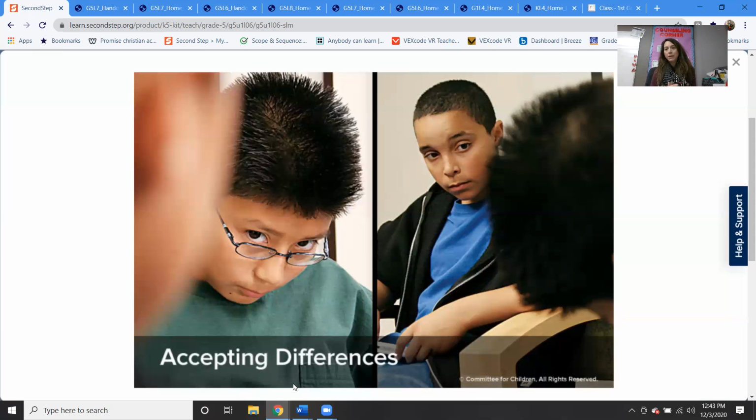And we don't want to be people like that. We want to be people that are tolerant of differences, accepting, right? We understand that not everybody has the same life as us, right?